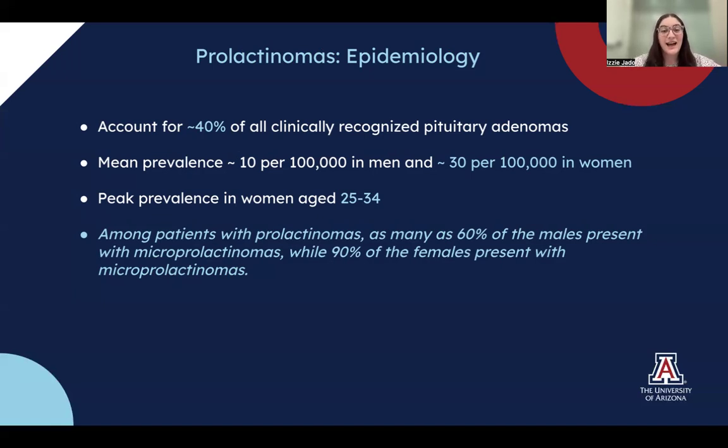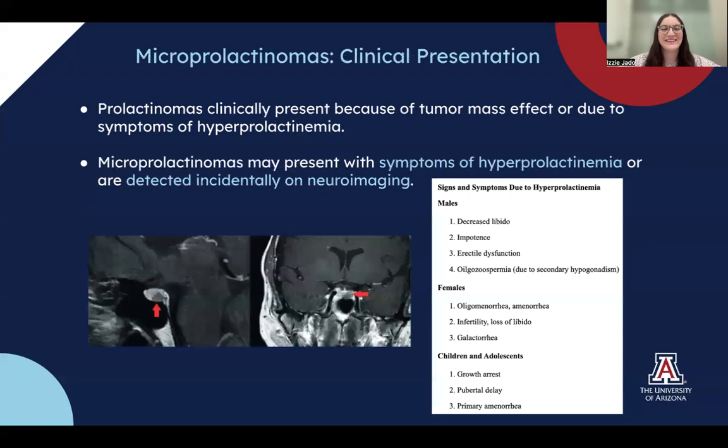Then within the category of prolactinomas, the subset of microprolactinomas makes up as many as 60% of prolactinomas. Sorry, you have to follow me here a little bit: 60% of prolactinomas in males are microprolactinomas, and in females, 90% of those prolactinomas are microprolactinomas. I could have worded that better, but I think you follow.